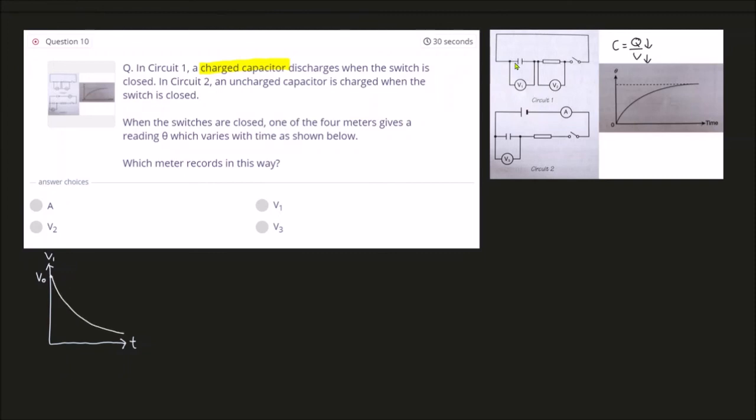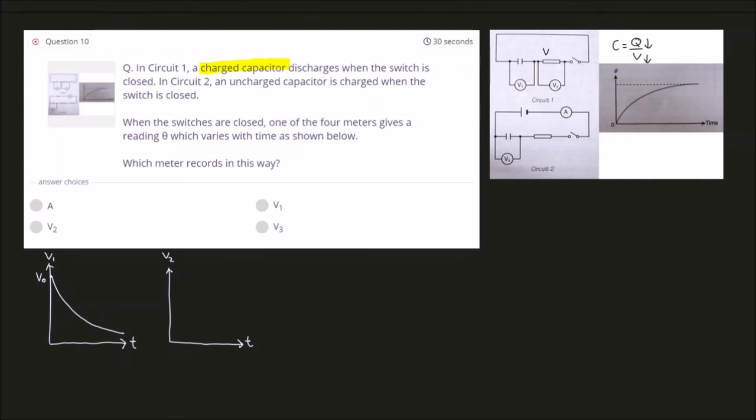So it's a decreasing graph, but as you can see here, the question asks for an increasing graph. So V1 here will not be our answer. Let's move on to V2 over here. V2 is measuring across the resistor. When we are talking about the resistor here, the resistor doesn't really affect the circuit in a very significant way.